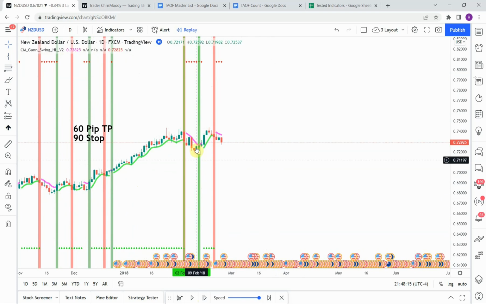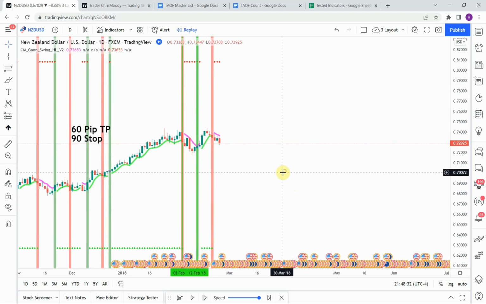Alright, so the second signal that we pick up right here is a long signal. And again, you can see here on screen that we get a really nice push to the upside almost immediately on this one, which does come up and get us to our take profit on that one as well. Let's go ahead and continue on.